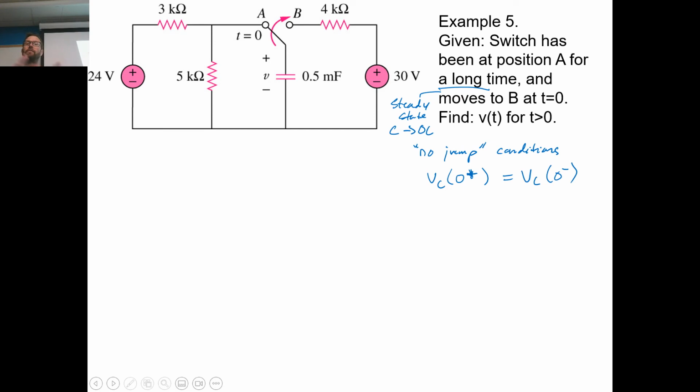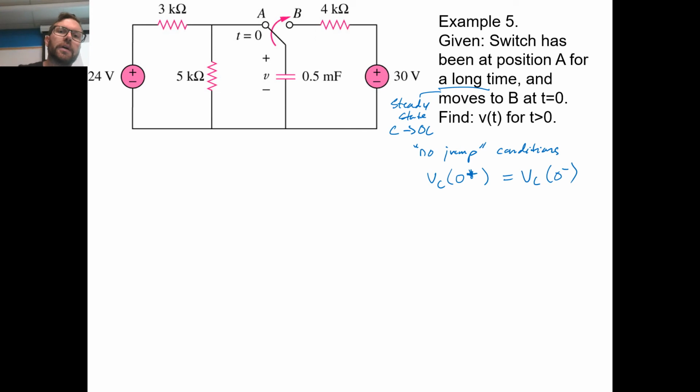So the voltages will be equal. VC of 0 plus right after the switching event will be exactly equal to VC of 0 minus. Okay. And then it charges up, in this case, to whatever the other voltage is. If there was some other configuration there, like a resistor, then you'd have a similar voltage dividing thing. It'd be some fraction of 30 volts.